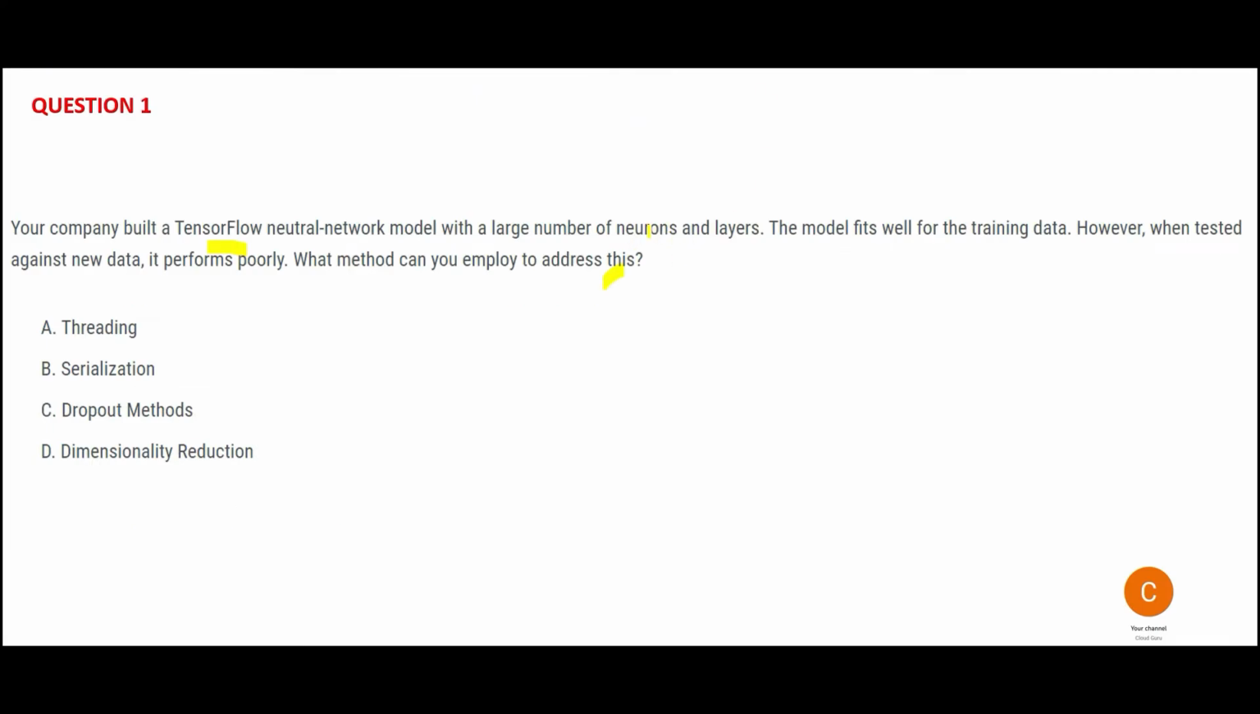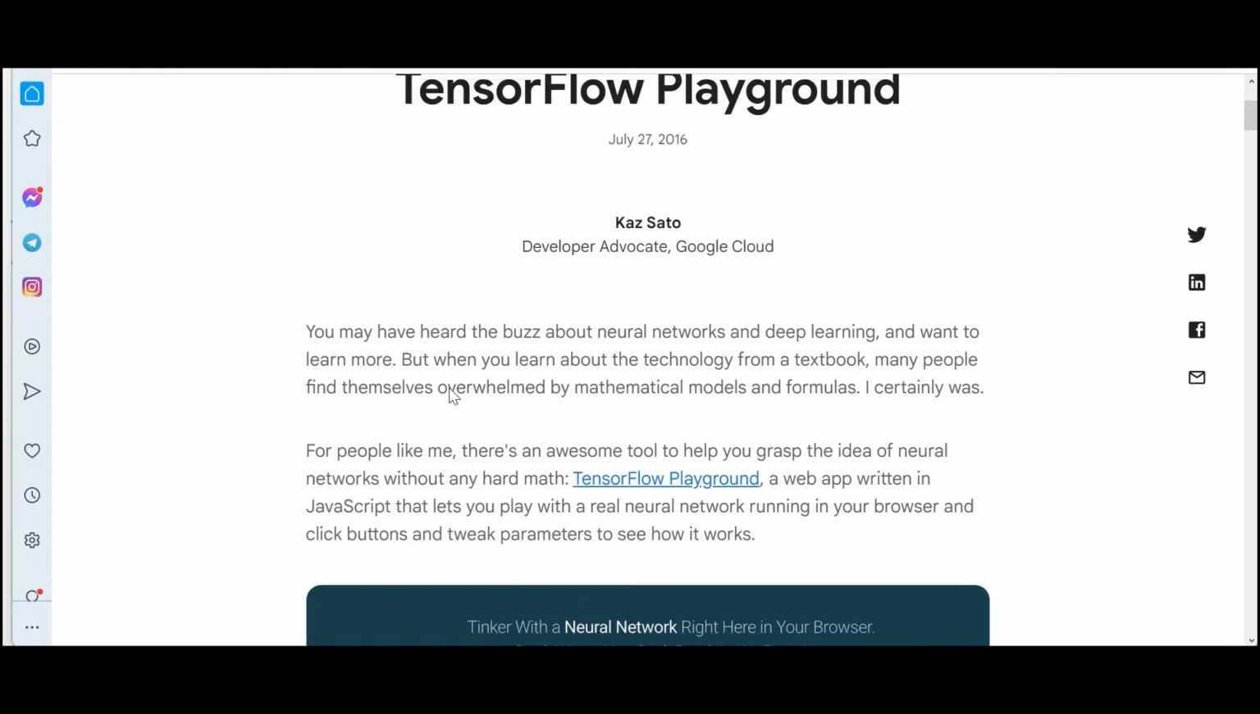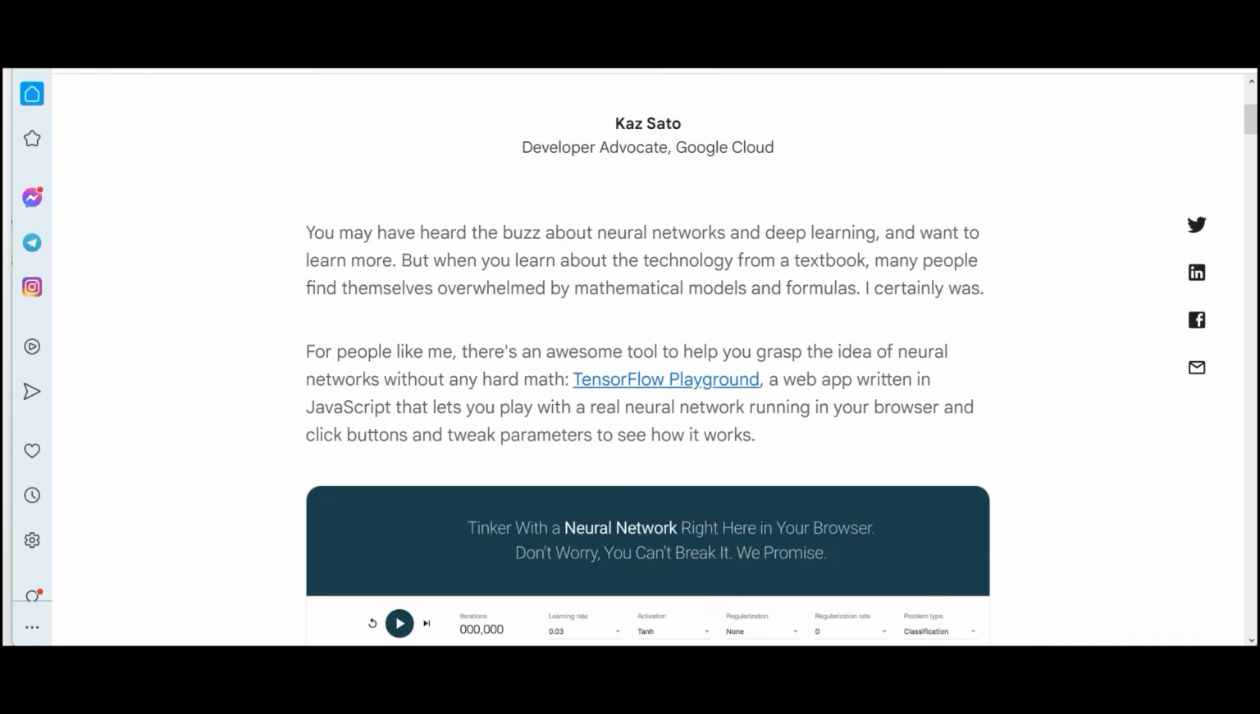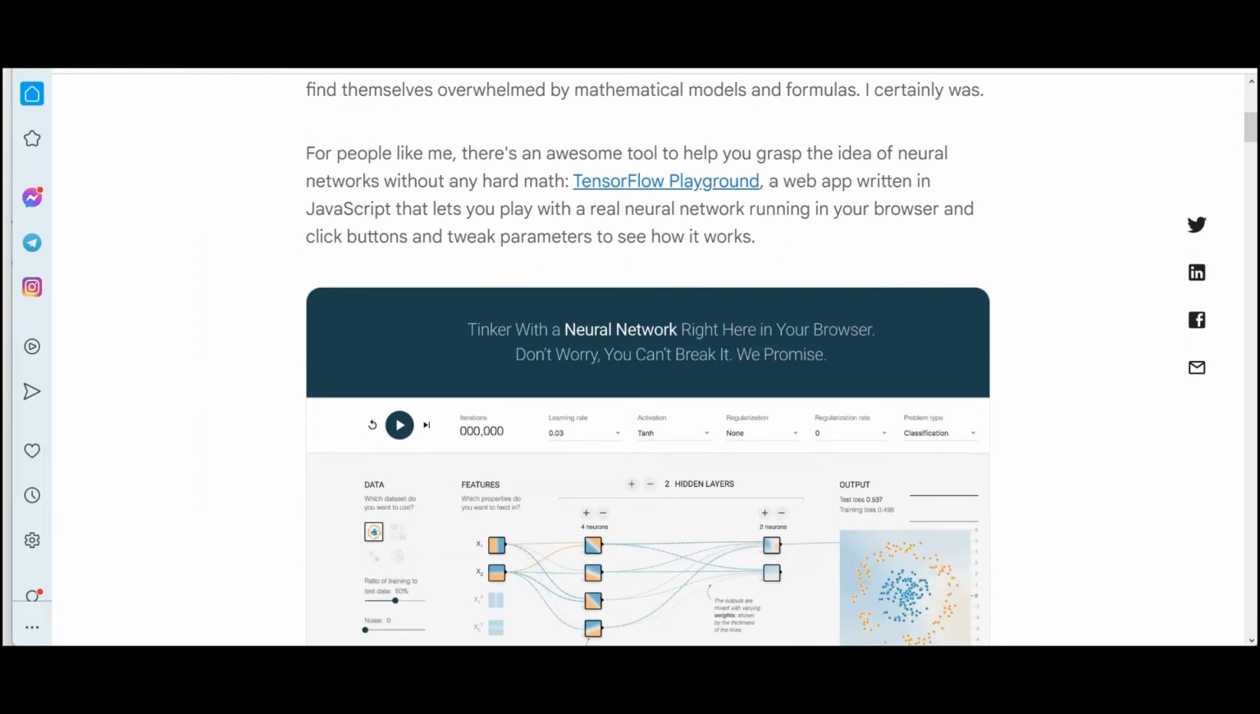It has a large number of neurons and layers. You can read this documentation if you want to understand neurons. It is similar to the neurons that humans have in their brain. But TensorFlow is about neural networks for deep learning, AI based learning, and so on.